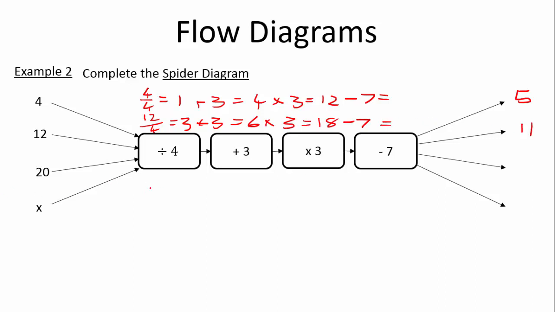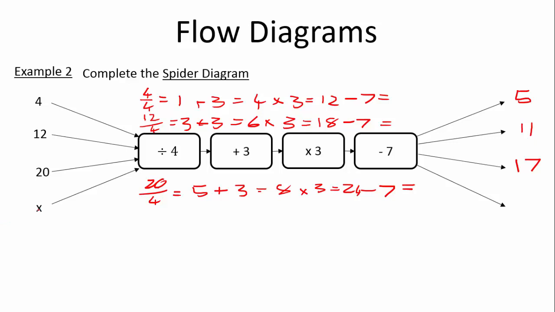Try these yourselves, grade 8s. 20 divided by 4 is equal to 5, plus 3 is equal to 8, times by 3 is equal to 24, minus 7 is equal to, what is 24 minus 7? 17.